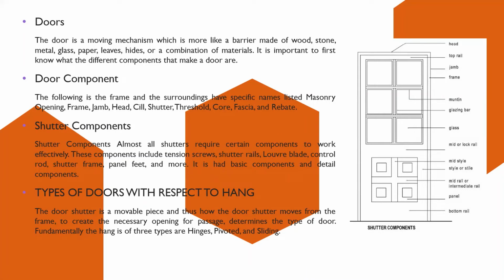Types of door with respect to hang. The door shutter is a movable, fixed or stuck element. How the door shutter moves from the frame to create the necessary opening for space determines the type of door. Fundamentally, the hangings are of three types: hinged, fitted, and sliding.